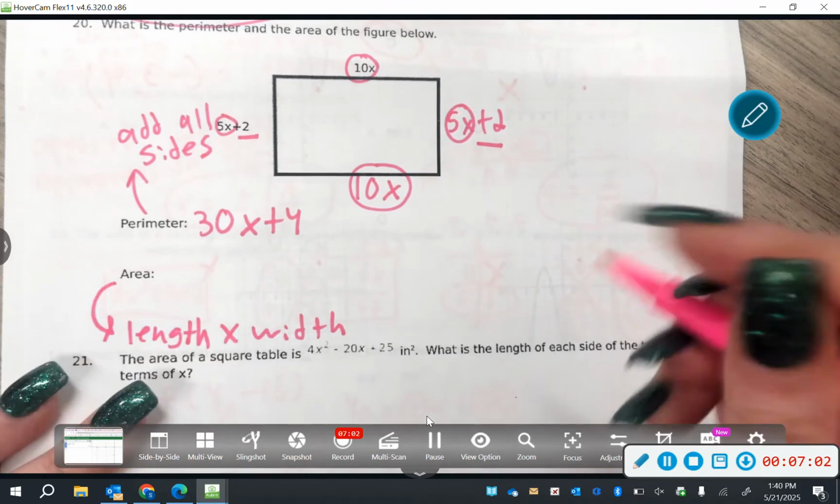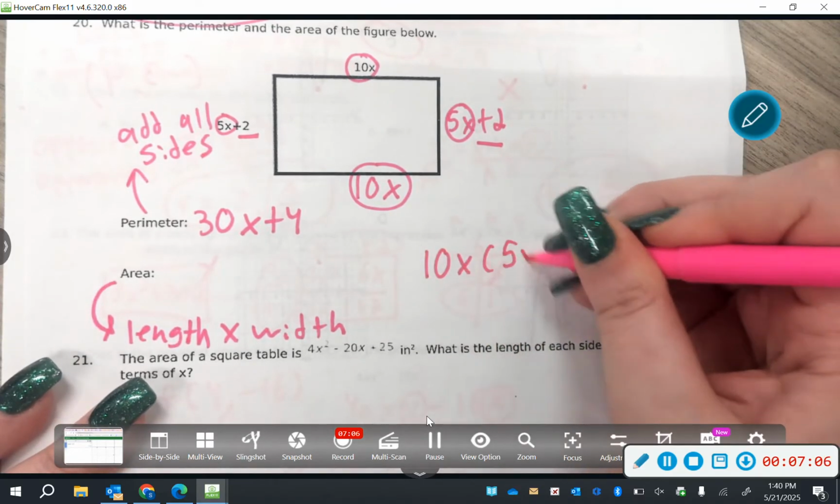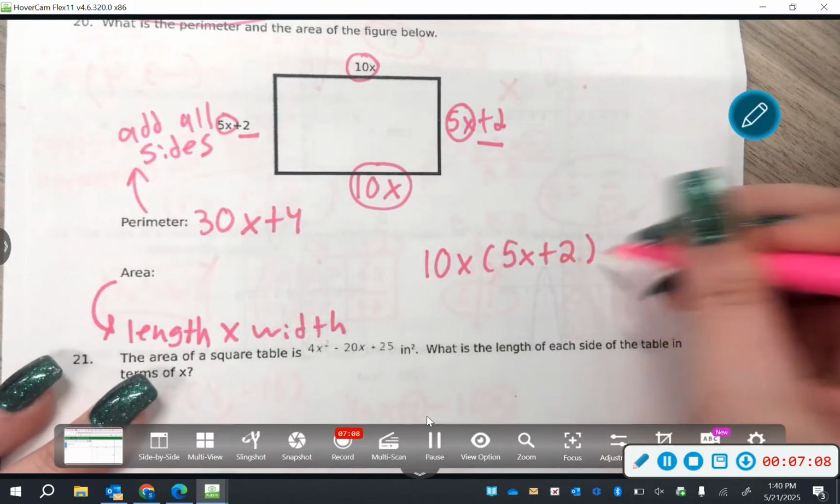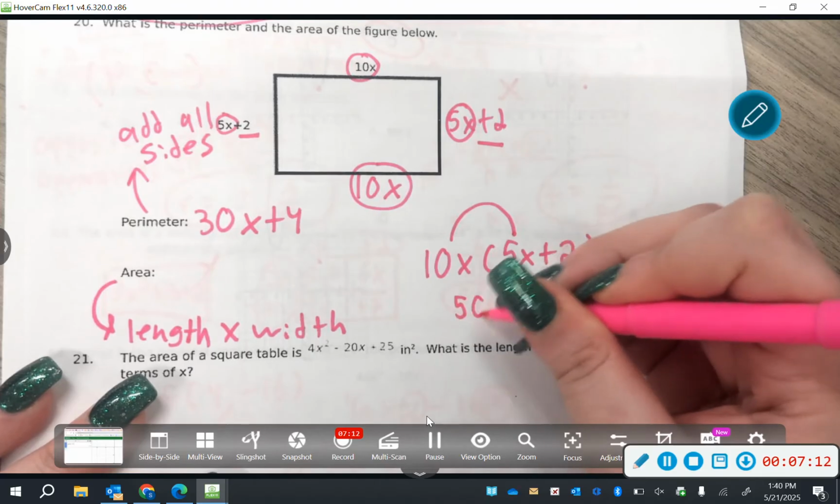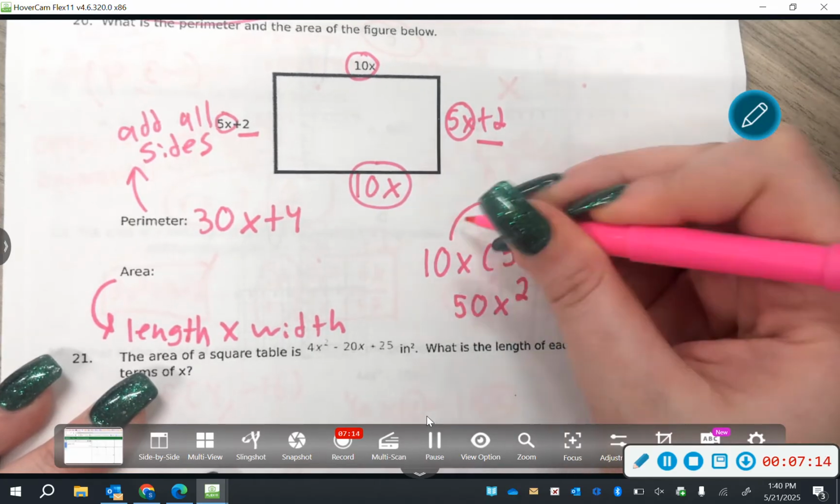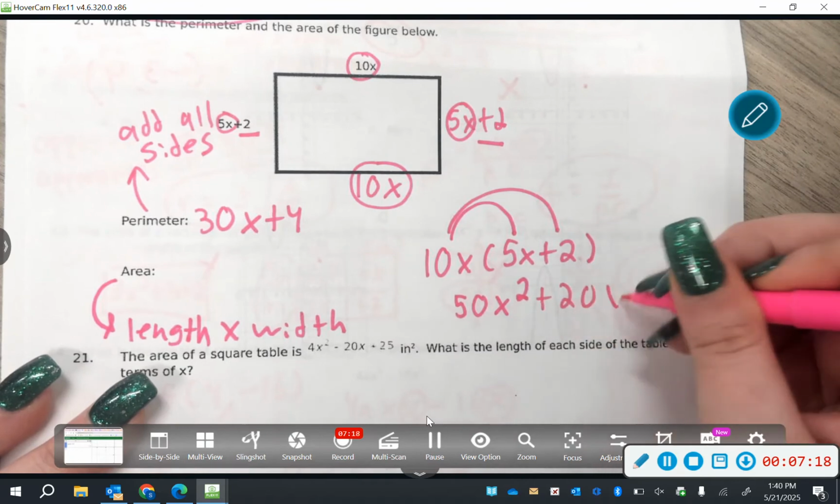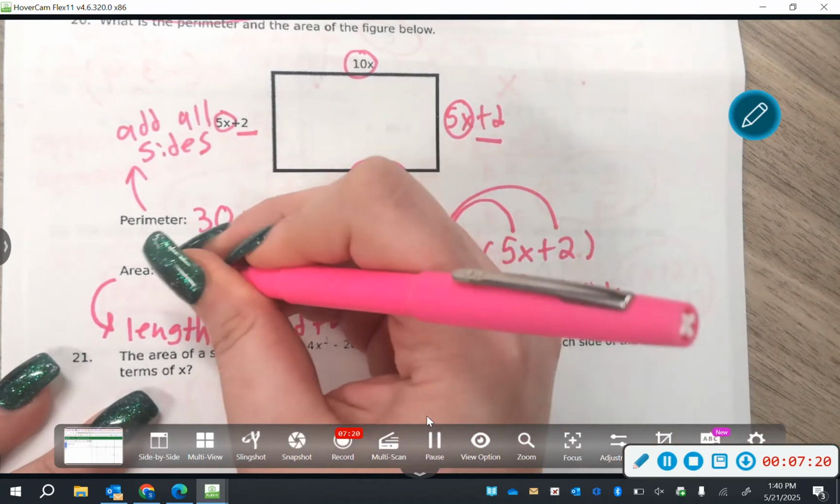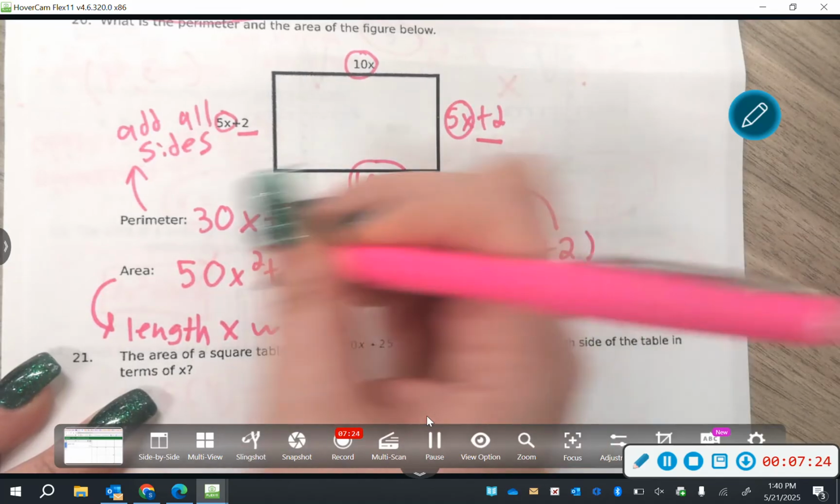For my area, we do our length times our width. So we got 10x times 5x plus 2. We're going to multiply to distribute. 10 times 5 is 50. X times x is x squared. 10 times 2 is 20. Don't forget my x. Our area would be 50x squared plus 20x.